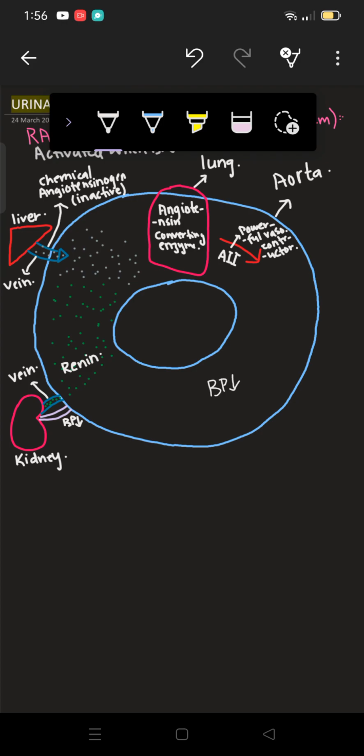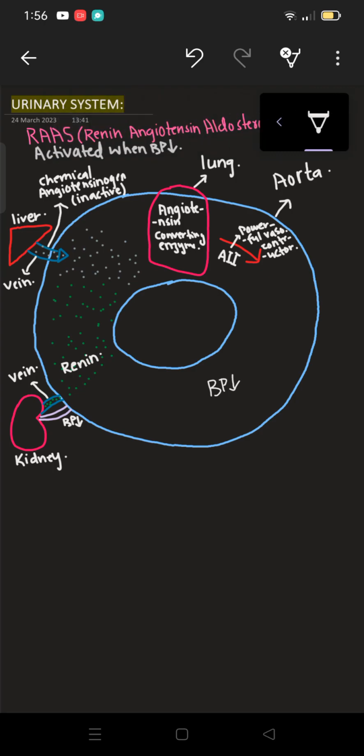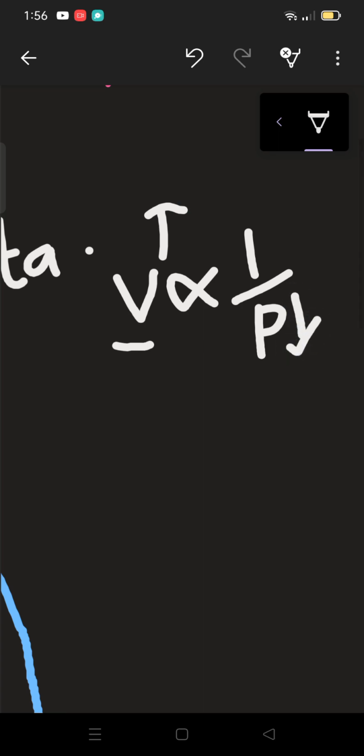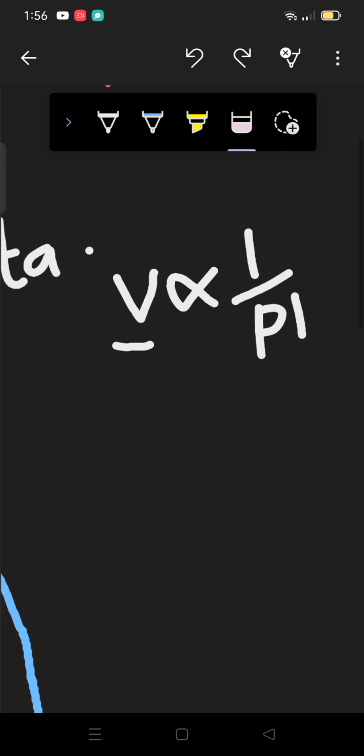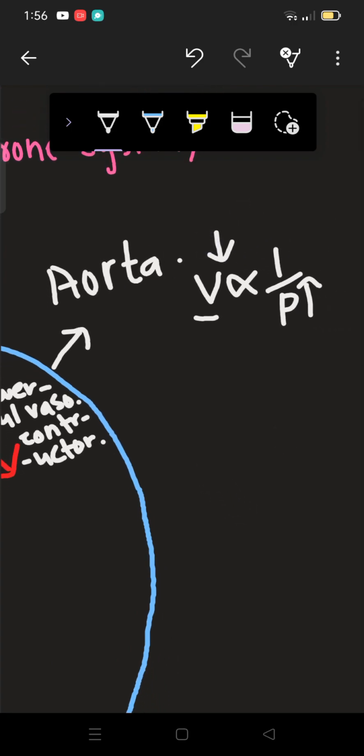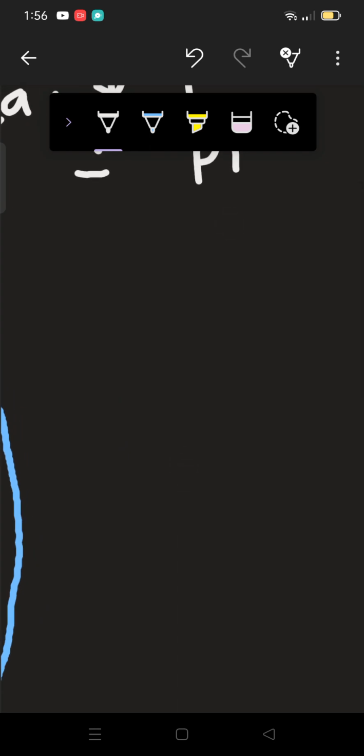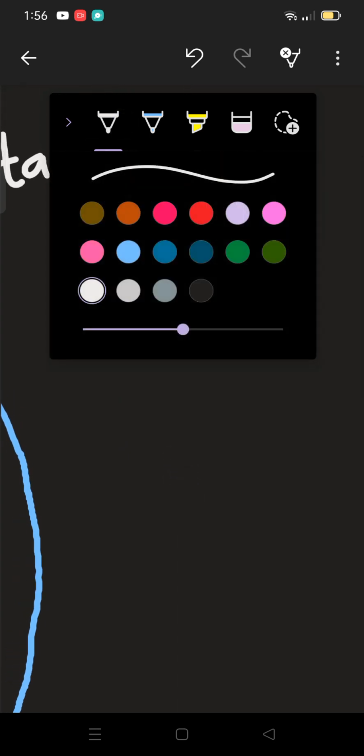Vasoconstrictor means vessel constrictor. When the vessel is contracted, we know that volume is inversely proportional to the pressure. When volume is increased, the pressure will decrease, and when volume is decreased, the pressure will increase. So we are decreasing the area of the artery so that pressure can get increased. I am going to make the diagram of the artery.